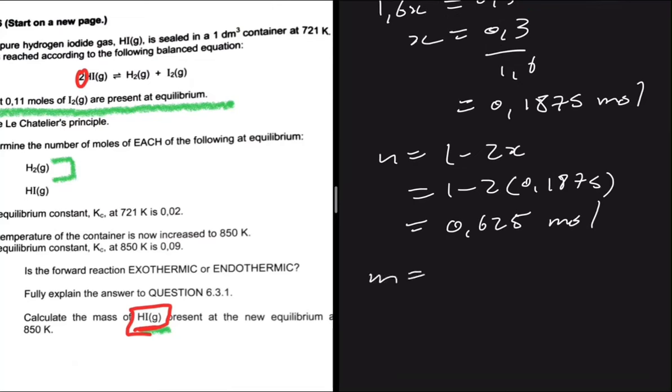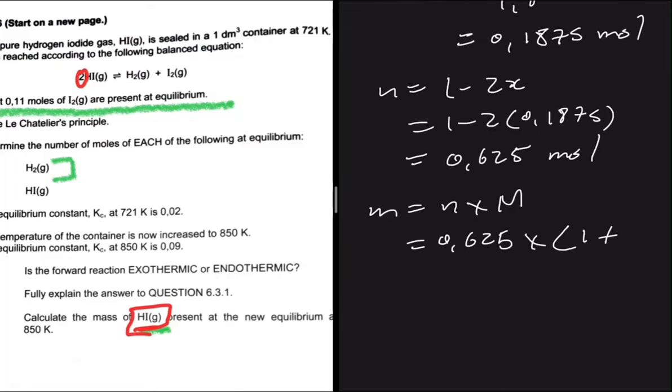Lastly, the mass will be equal to the number of moles multiplied by the molar mass. The number of moles is 0.625. What's the molar mass of hydrogen again? I know that it is 1, right? How can we forget that? Now we just need the molar mass of I. That is 127, right? And then if I multiply those, I'm getting 80 grams.